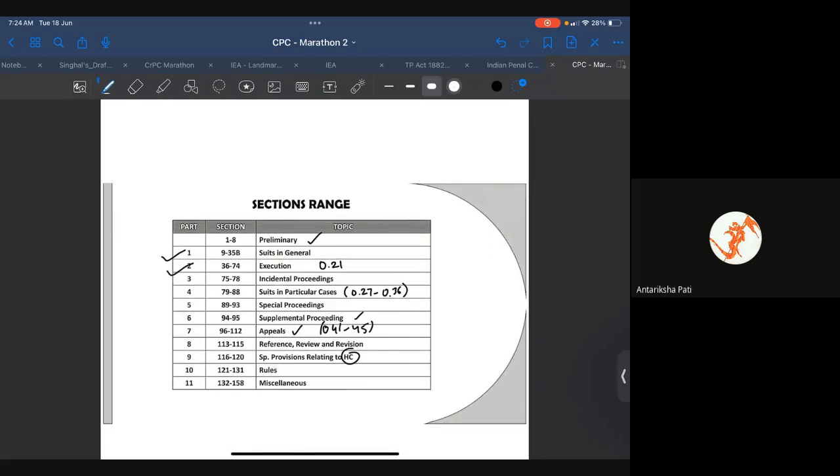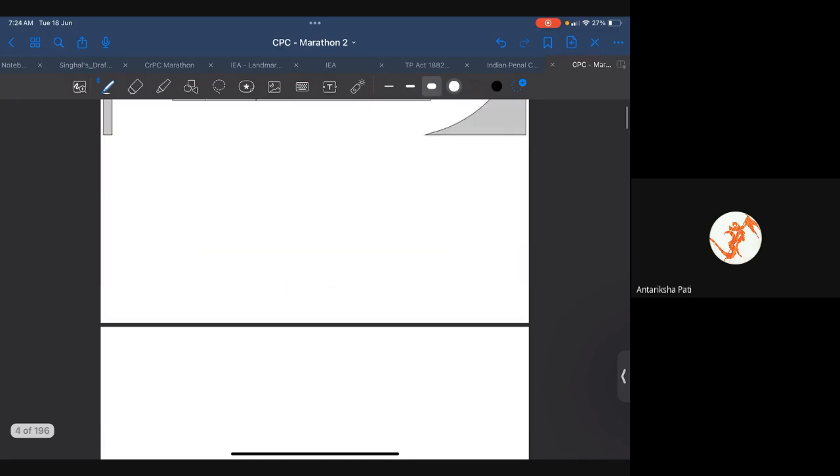Today we'll discuss all the sections. Sections 1 to 8 are preliminary, 9 to 35 are suits in general, 36 to 74 are execution, which will be read with Order 21, 75 to 78 are incidental proceedings, 79 to 88 are suits in particular cases, 89 to 93 are special proceedings, 94 to 95 are supplemental, 96 to 112 are appeals, 113 to 115 are reference, review and revision, 116 to 120 are special provisions relating to the High Court, 121 to 131 are rules, and 133 to 158 are miscellaneous. These are the sections that we will discuss.